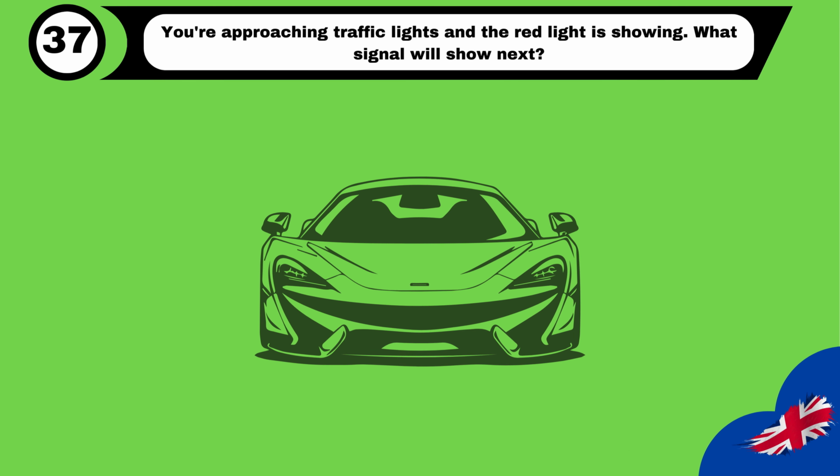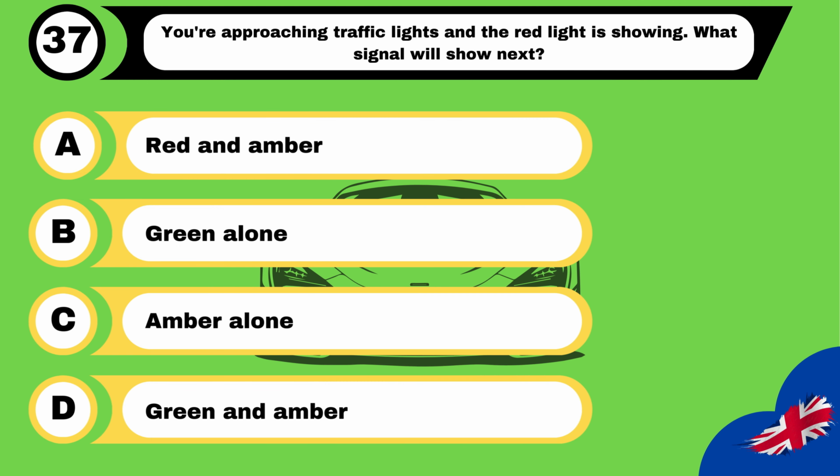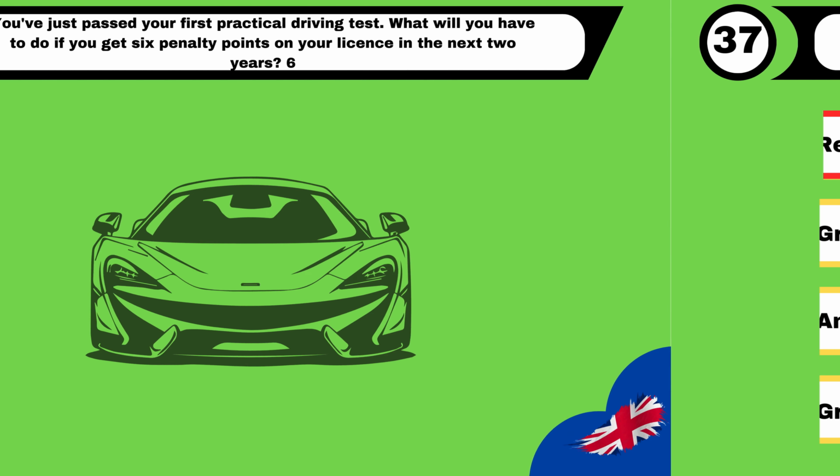Question 37. You're approaching traffic lights and the red light is showing. What signal will show next? A. Red and amber. B. Green alone. C. Amber alone. D. Green and amber. The answer is A. Red and amber.